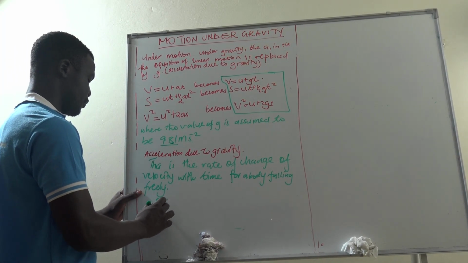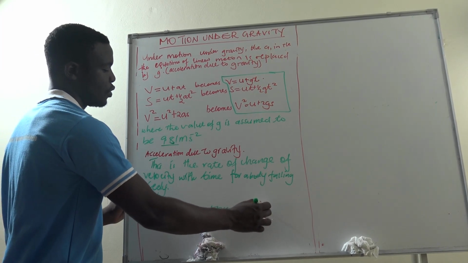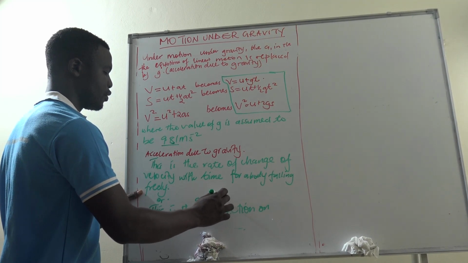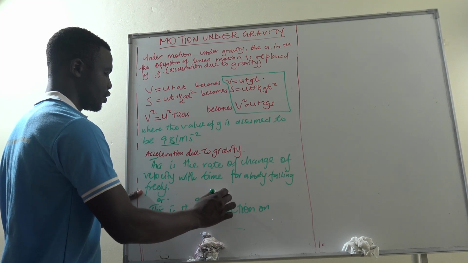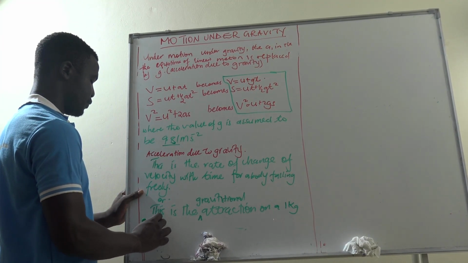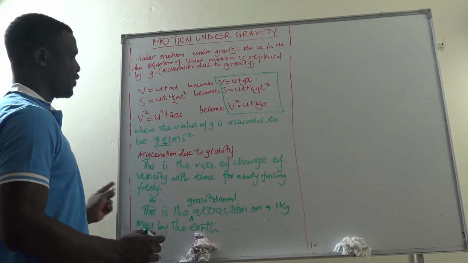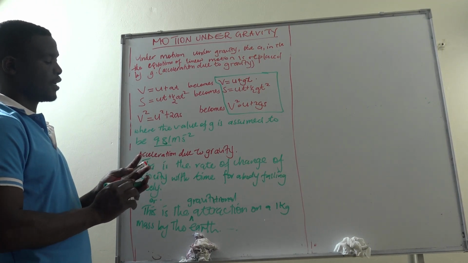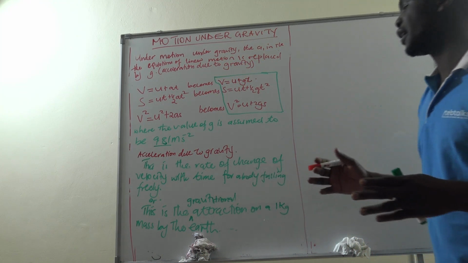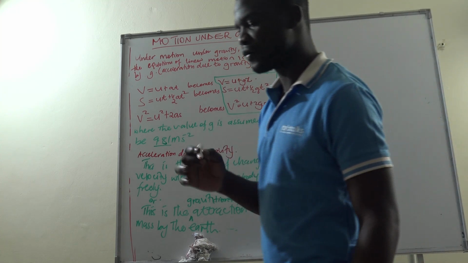Or we can say that this is the gravitational attraction on a 1 kilogram mass by the Earth, as briefly as that. So this can be the definition of acceleration due to gravity. When we say a body is falling freely, this basically means that the rate of change of its velocity is equal to 9.81, and that's when we talk of free fall.